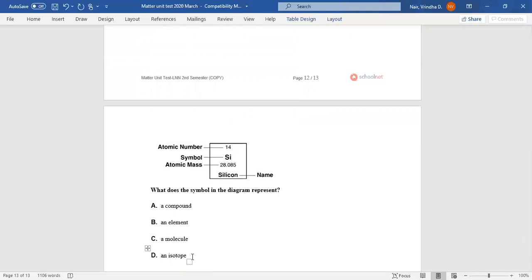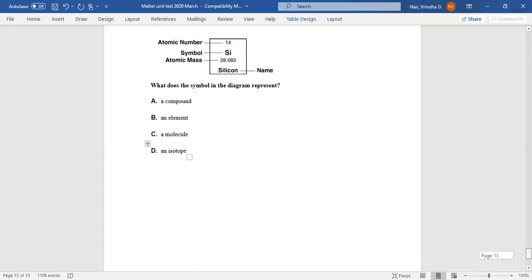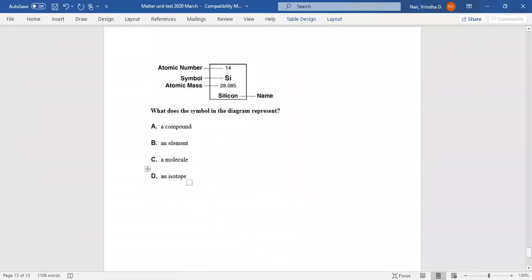Read carefully and then try to answer the question. Is it a compound or is it an isotope? Once you know the answer, then try to again read through. So what is being shown here? Is it an atomic number? Si is a symbol, then atomic mass, and then the name of the element is also given. So what does the symbol in the diagram represent?